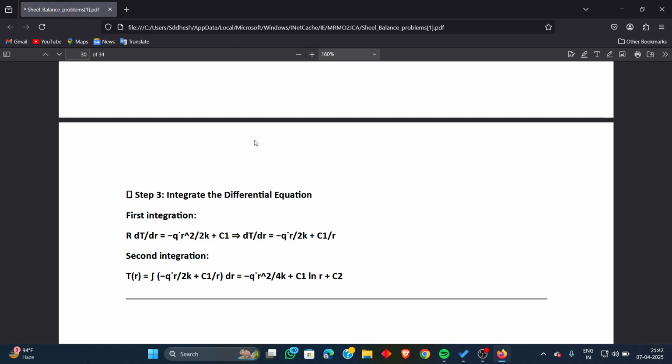Step 3, integrate the differential equation. First integration, we get r dT/dr = -q̇ r²/2k + C1, so dT/dr = -q̇ r/2k + C1/r. Second integration, we get T(r) = integral of (-q̇ r/2k + C1/r) dr = -q̇ r²/4k + C1 ln r + C2.